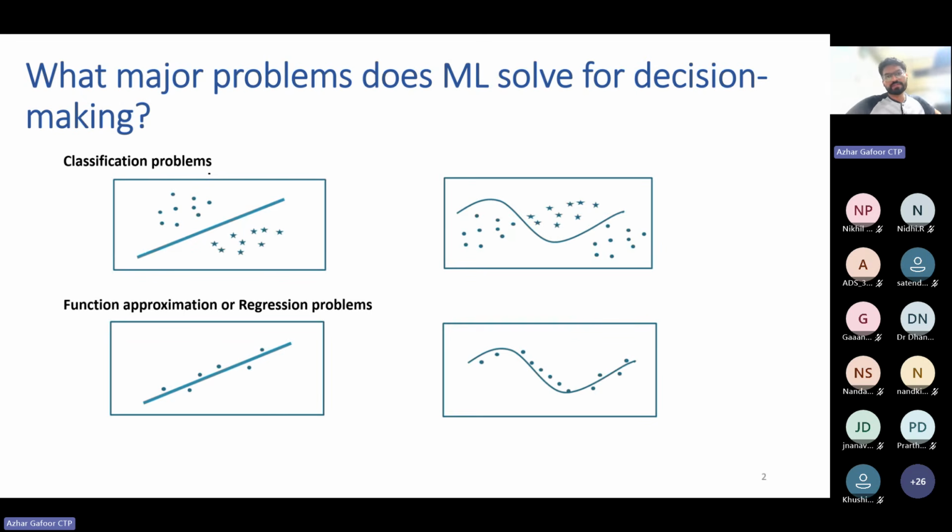So in today's class, we will be mostly discussing two different problems that we usually encounter with data science. One is the classification problem, and another one is the regression or function approximation problem. So what do these two mean? What kind of problems do we actually encounter with these? Let's see some examples first.